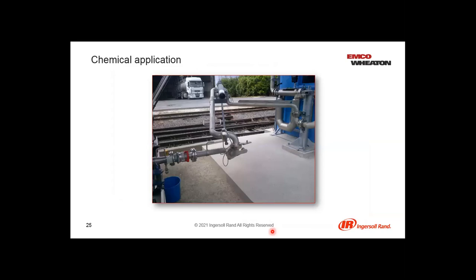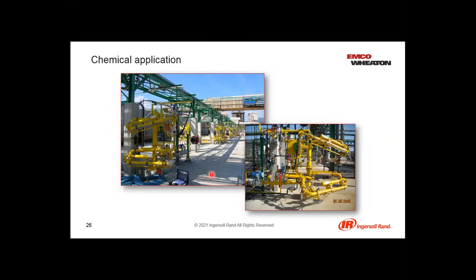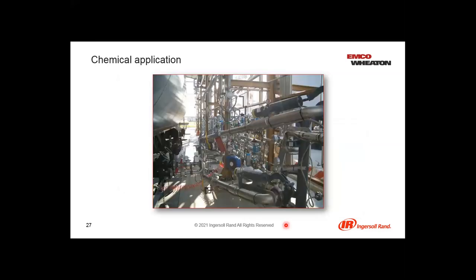So for chemical, for example, this one is an application for ethanol with dry break coupling. The loading arm is in stainless steel material. This application is for ethylene oxide with also dry break and vapor return arm. This application was for ammonia with a stainless steel arm and again with dry break coupling for wagon.